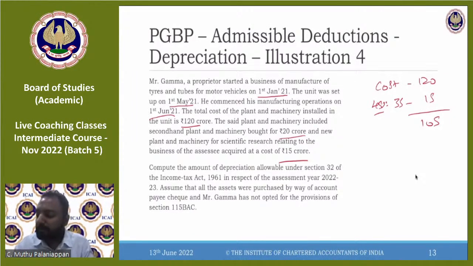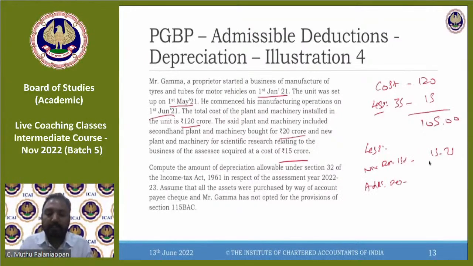So it is eligible for 50%. Less normal depreciation is 15%. So normal depreciation of 15% will be 105 into 15%. It will be 15.75. Okay, 15.75. Then additional depreciation.